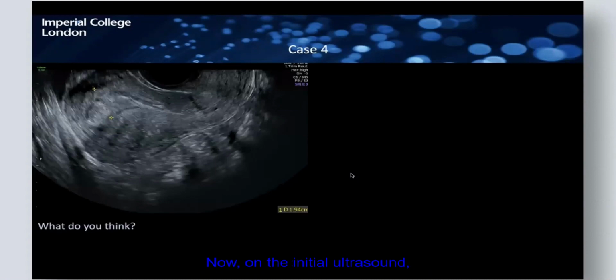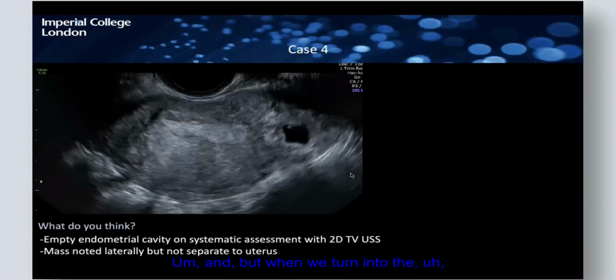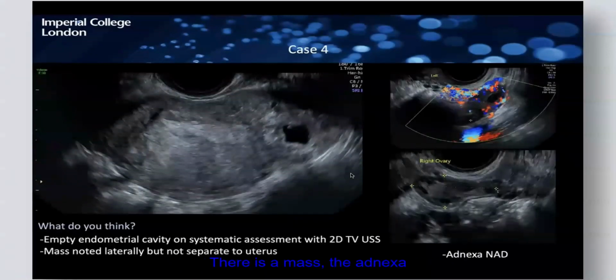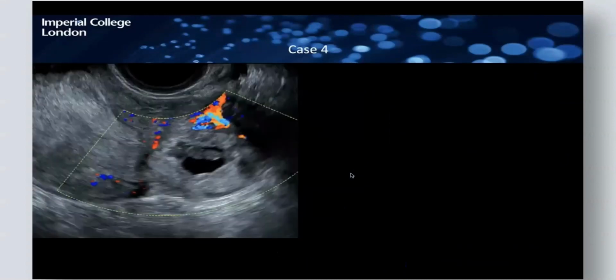Now, on the initial ultrasound, it looks like the cavity is empty. But when we turn into the transverse plane, what we see is that adjacent, lateral, but not separate to the uterus, there is a mass. The adnexa are unremarkable. So what do we think might be going on?